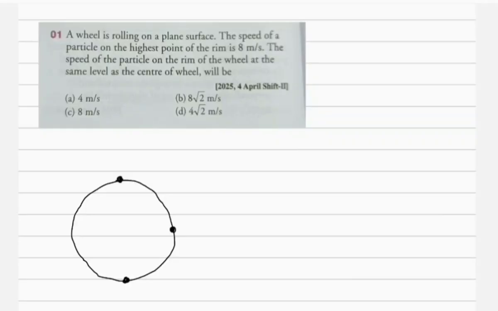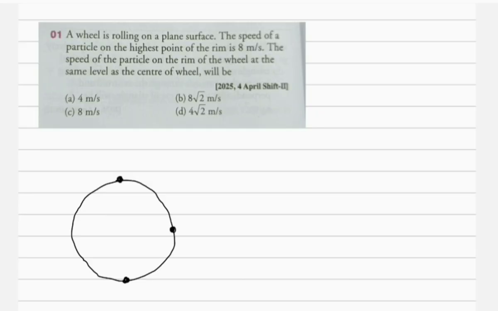A wheel is rolling on a plane surface. The speed of a particle on the highest point of the rim is 8 meter per second. The speed of the particle on the rim of the wheel at the same level as the center of the wheel will be: option A 4 meter per second, option B 8√2 meter per second, option C 8 meter per second, option D 4√2 meter per second. This MCQ came in the 4th April shift 2 of the 2025 JEE Mains examination.